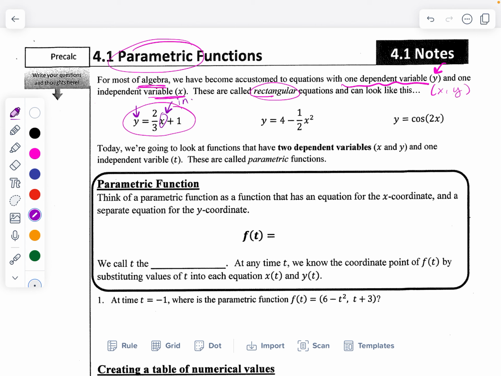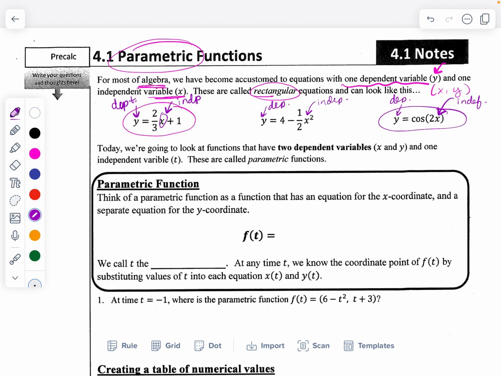So our independent is x and our dependent is y. Same thing here. This is a quadratic where our independent is x. You plug it in to get your dependent y value. Okay, and of course we know these are trig functions that we've been talking about, where you put in an independent variable theta or x, or your angle, and you get out a dependent variable y.